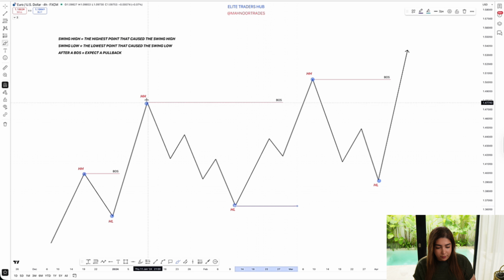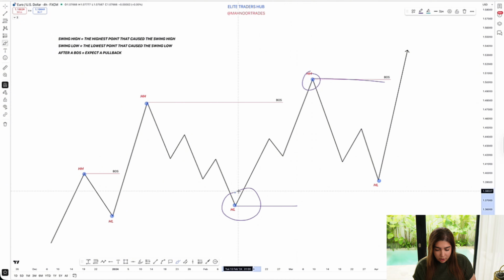which is responsible for the break of structure, and that is your new swing high. So this here actually becomes your new range. Now here's the rule we use. In a bullish market, the true swing low, which is this one here, is the lowest low that caused the break of structure.